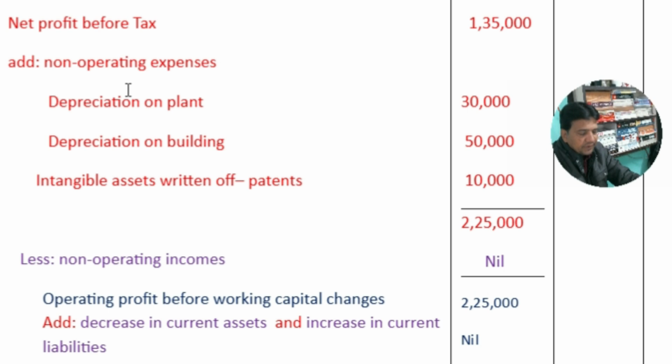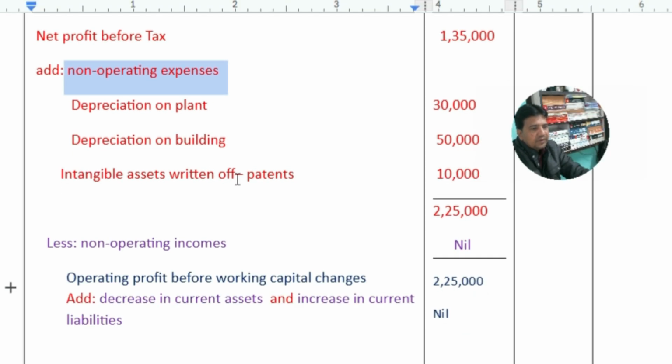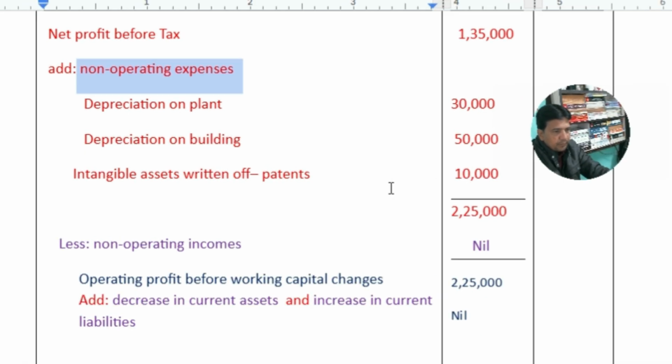It is given in the question: depreciation charged on plant rupees 30,000, and similarly depreciation on building charged 50,000. It is given in additional information. So this is a non-operating expense, depreciation, and it should be added under non-operating expenses.